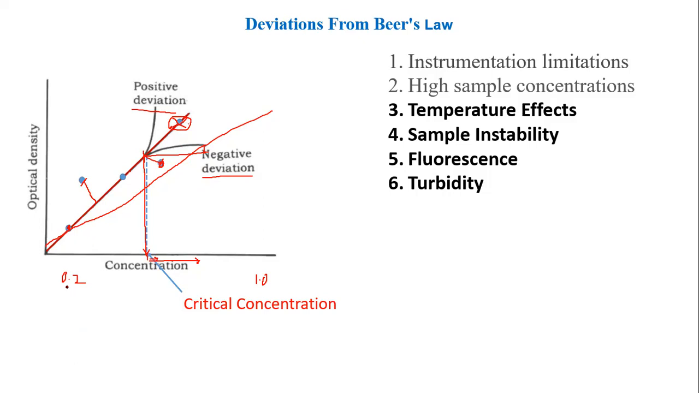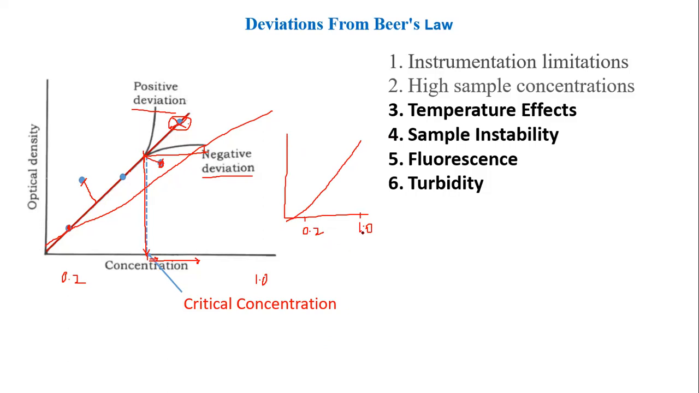You prepare a standard curve using, say, 0.2 as your minimum concentration standard and 1 as your maximum concentration. Say that you have prepared a standard curve which looks like this. This should pass through the origin. Now the minimum concentration of your standard is 0.2 and the maximum concentration of your standards is 1. So consider that the critical concentration is 1 and beyond this the Beer's law will not be obeyed.